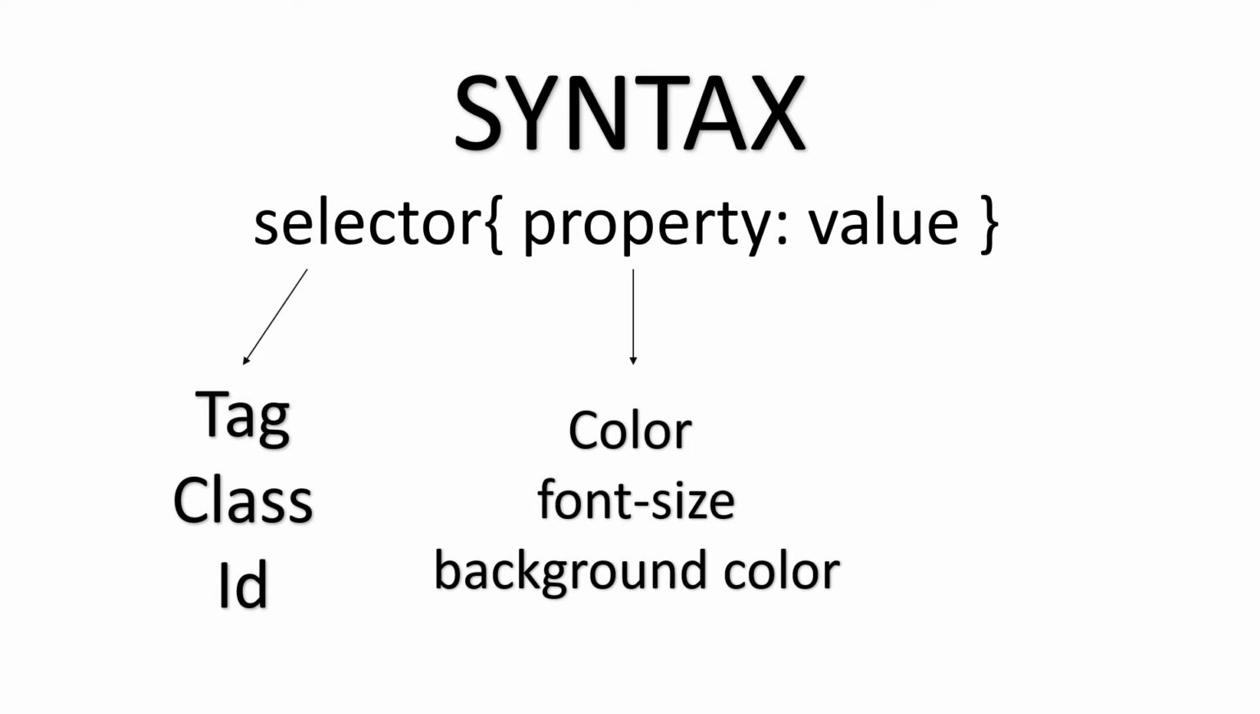The value. This is a specification for the property. It might be numeric or a mode of style. So if the property is color, then the value will be red, like that. So let's see an example.